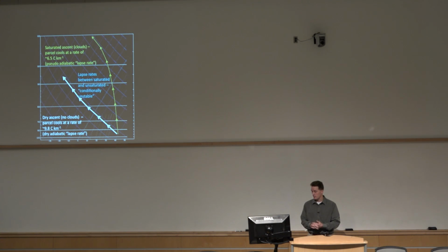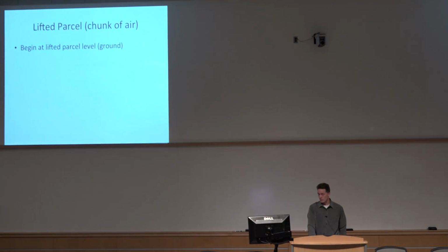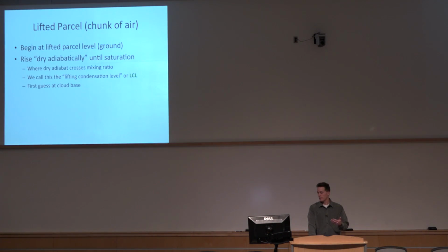So those are the lapse rates, roughly somewhere between 6.5 and 9.5 degrees C per kilometer is what we're looking for in thunderstorm environments. All right, so the lifted parcel, we begin at the ground, and I'm going to illustrate this. We go up dry adiabatically. There's no latent heat release at this point until the level, or the lifted condensation level. That's our first guess at cloud base. This is basically how high do we have to lift it before the parcel's temperature cools to its dew point.